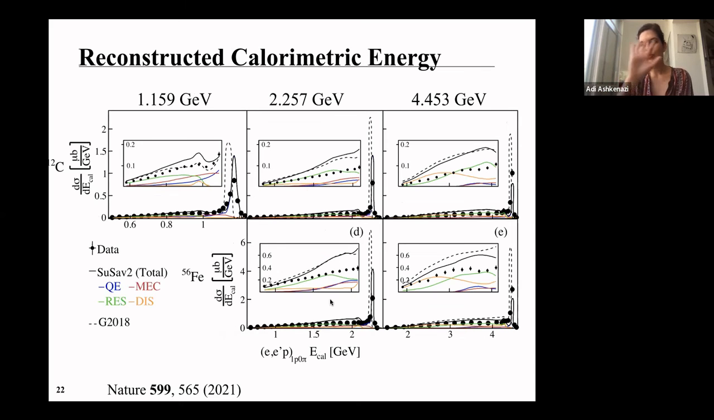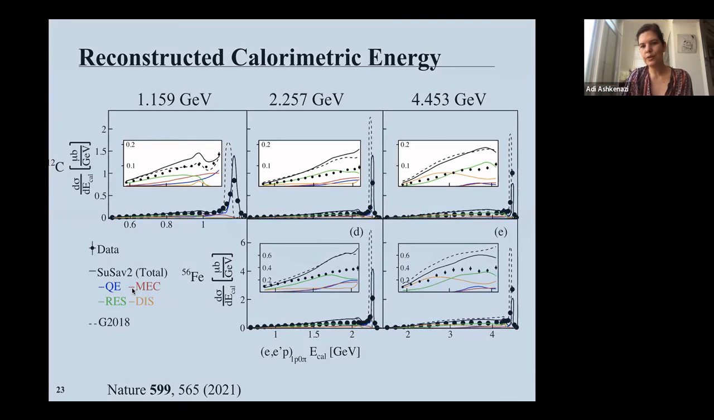And this is a summary of all of the reconstructed energy at all of the energies, 1, 2, and 4 GeV in different columns. And you can see on top electron scattering on carbon, and on the bottom on iron. So there is a lot of information here. I'll draw your attention to the differences in the tails. As you go higher and higher in energy, the difference in the tail becomes pronounced, up to a factor of 2 at the higher energies.